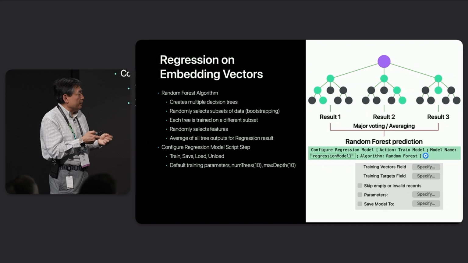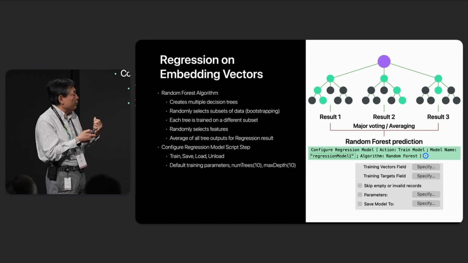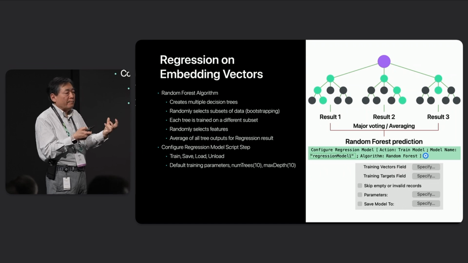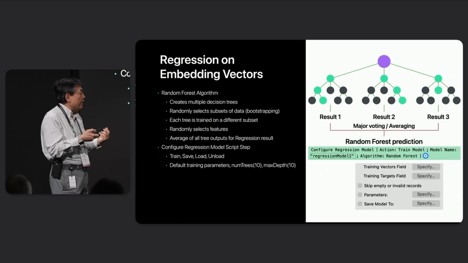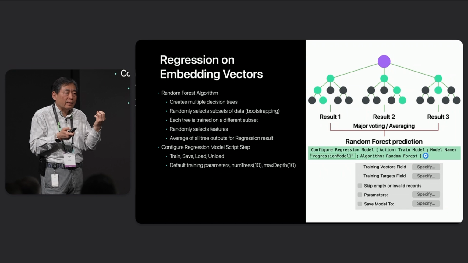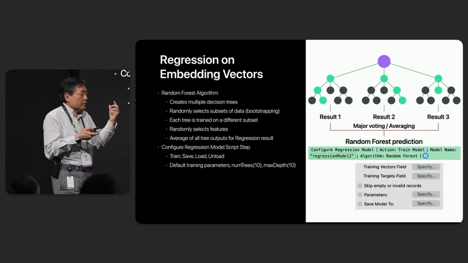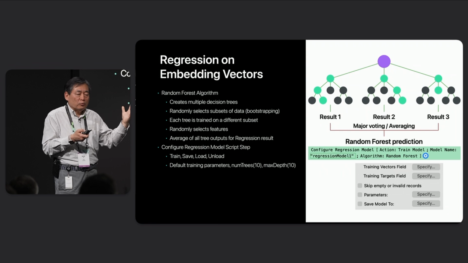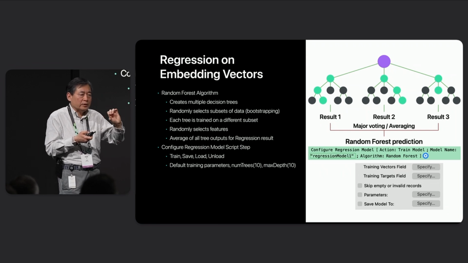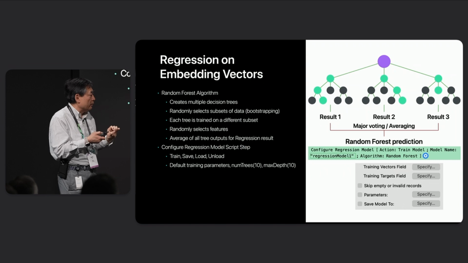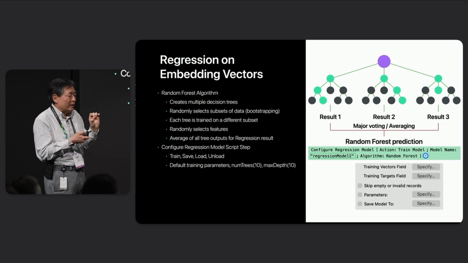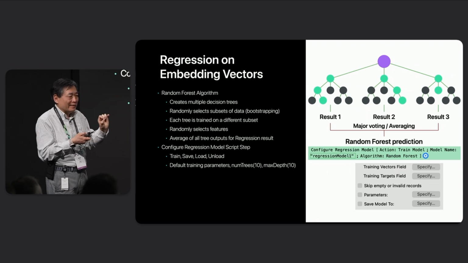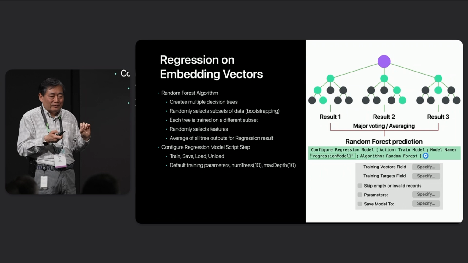And here are the parameters you can set for the script step. You specify the field which has the training vector, that means where your embedding vector is. And then you specify the target field. The target field is normally a field with a number. I will show you an example with Amazon reviews, and they have a score. The score is from 1 to 5, so that's the target field. The next one is skip empty and unembedded records. I highly recommend you pick this option, considering empty and unembedded records could skew your result.